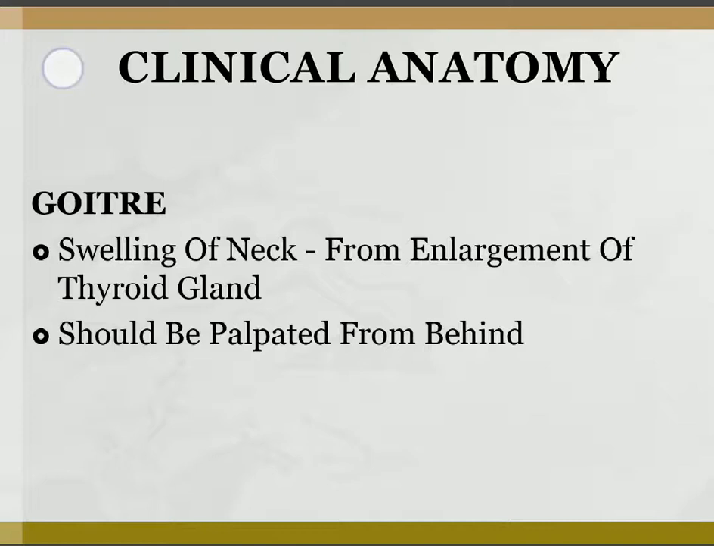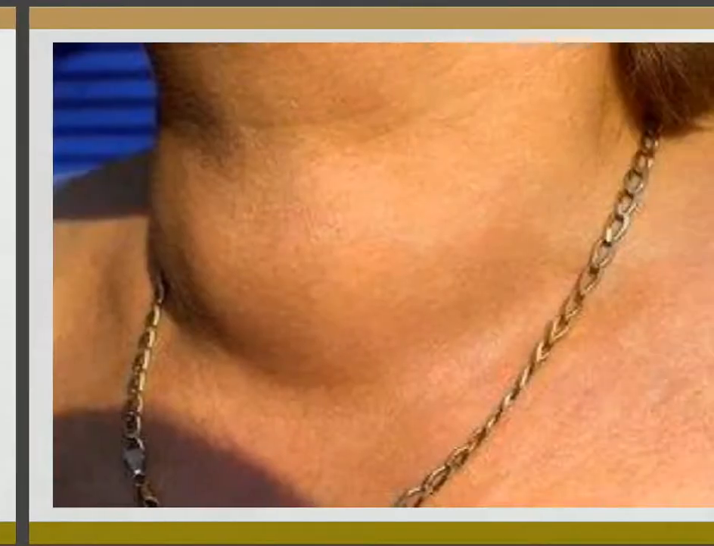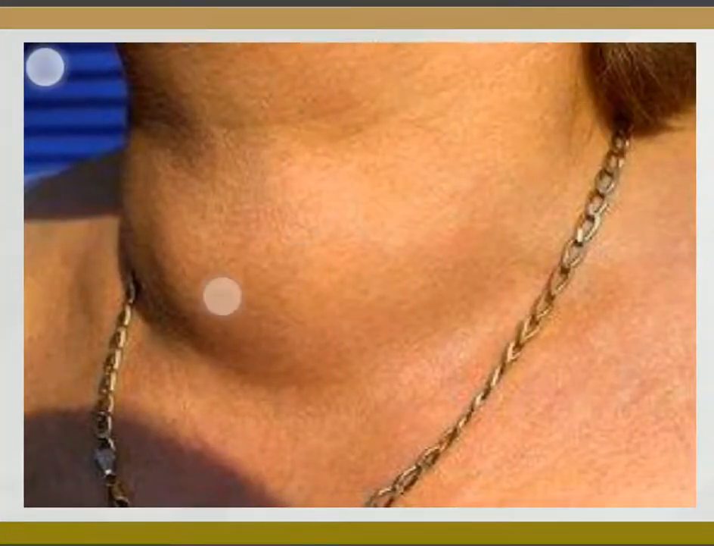Very important clinical conditions are associated. Commonly seen conditions are associated with the anomaly of the thyroid gland. Goiter is one, where there is swelling of the neck from enlargement of the thyroid gland. Whenever thyroid gland is examined, it is palpated from behind. That is, the examining person is standing behind the patient, and then the thyroid gland should be palpated. This is the swelling of the thyroid gland. This condition is goiter.